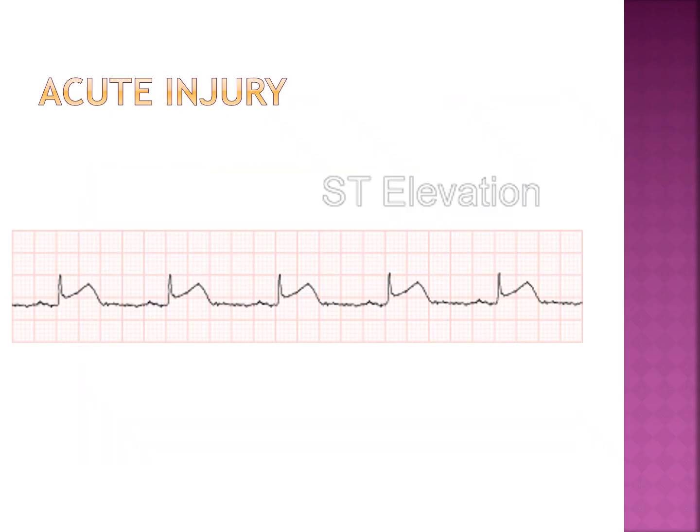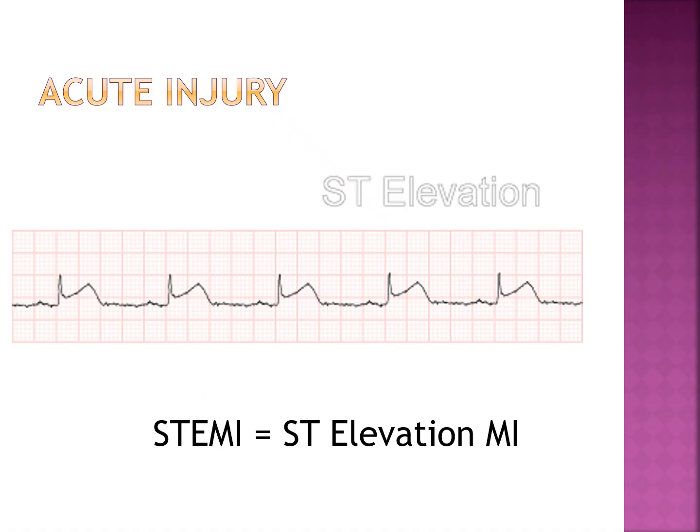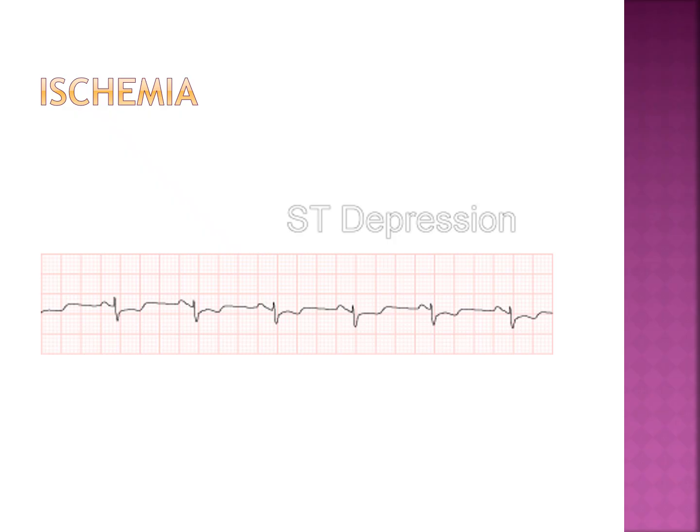So this is ST elevation. As you can see here, here's our isoelectric line, and we have elevation of that ST segment. That usually indicates that there's an acute injury going on, or STEMI, ST elevation MI. That's what STEMIs look like. Then we have ST depression. That generally indicates that ischemia has occurred. If you look here, this being our isoelectric line, we can see that our ST segment has dropped below our isoelectric line.